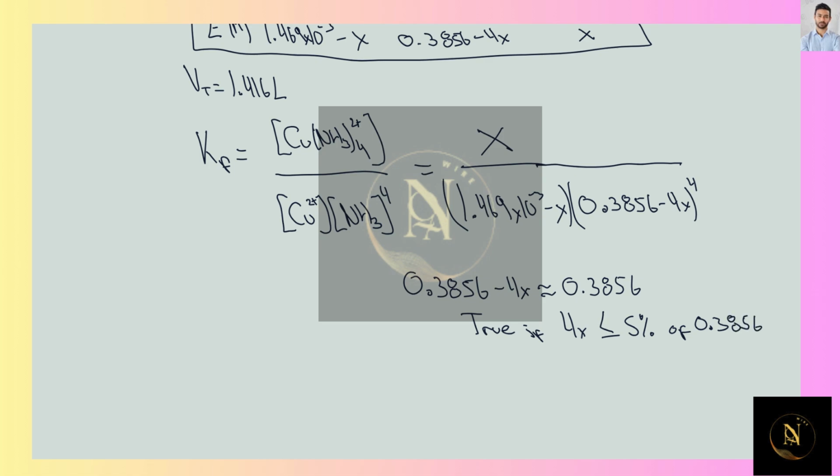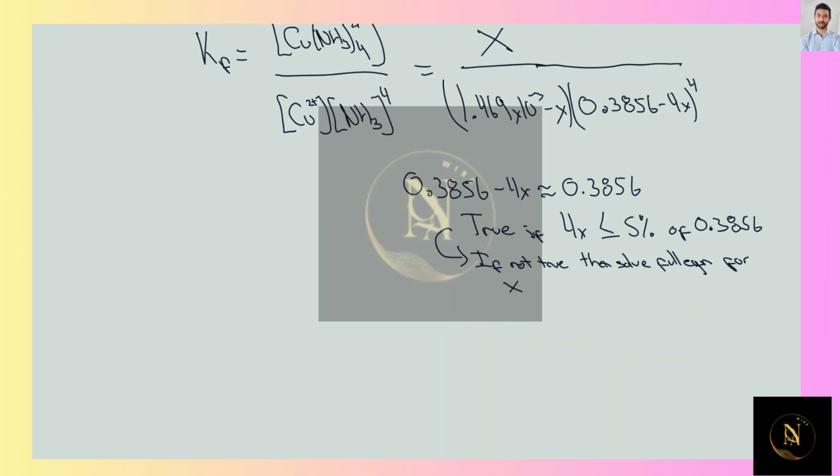If this condition is not true, then I need to solve the full equation for x. For now, we're going to consider that the approximation is true because we know that the equilibrium constant is quite high, 4.8 times 10 to the 12.